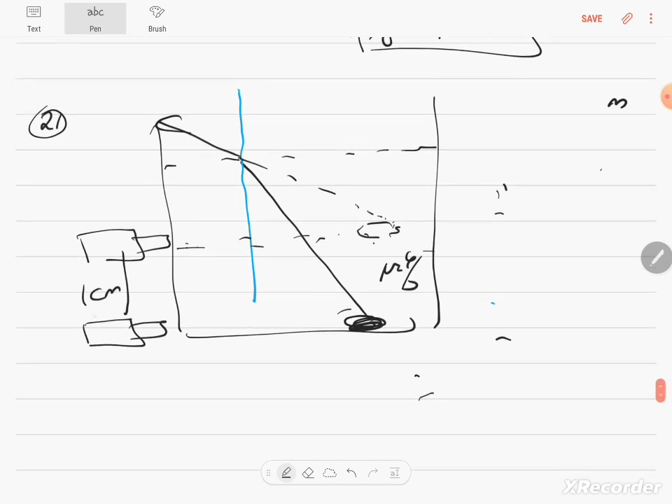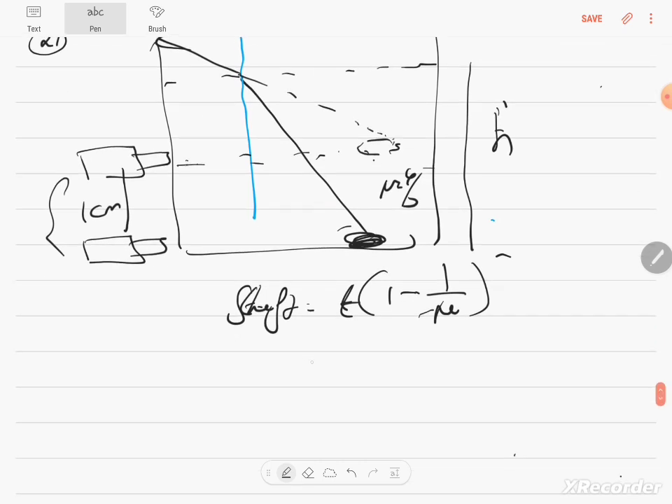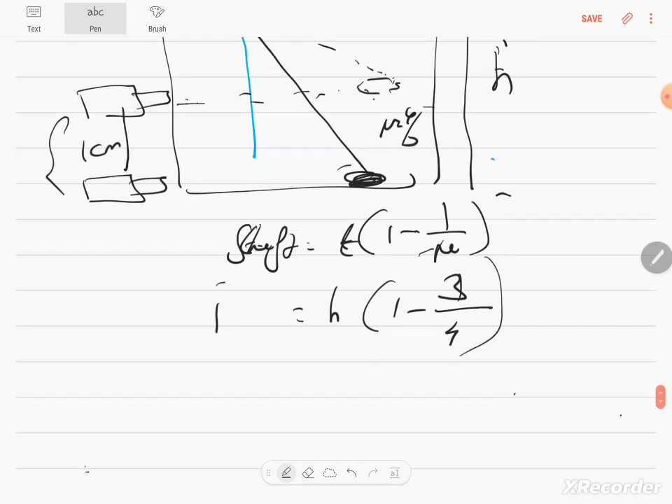Okay, you know they are talking about shift. I just taught you this shift formula. Shift is equal to T into 1 minus 1 by mu, where T is the entire depth of the water, which you don't know. How much height of water is to be filled, you don't know. So write H into 1 minus 1 by mu, which is 1 minus 1 by 4/3, which is 3/4. And shift itself is 1 centimeter. Let's keep everything in centimeter only. So 1 is equal to H into (4 minus 3)/4. 1 is equal to H into 1/4. So H is equal to 4 centimeter.